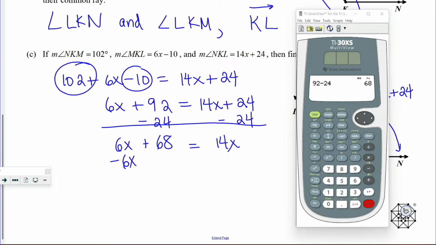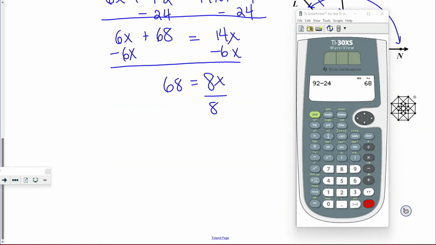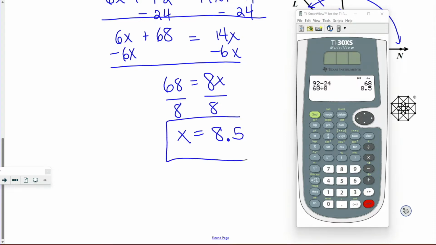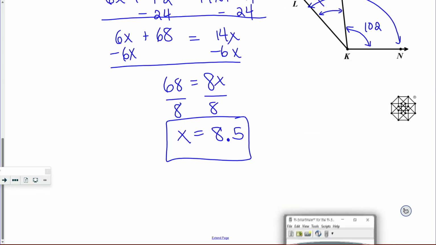Now I can subtract a 6x from both sides, right? And I'll get 68 is equal to 8x. And extend the page a little bit, divide both sides by 8. This is where I really like having the calculator, 68 divided by 8. And I get x equals 8.5. If everything's a nice whole number, not so bad, but when the decimals come out to play, it's nice to have the calculator there.